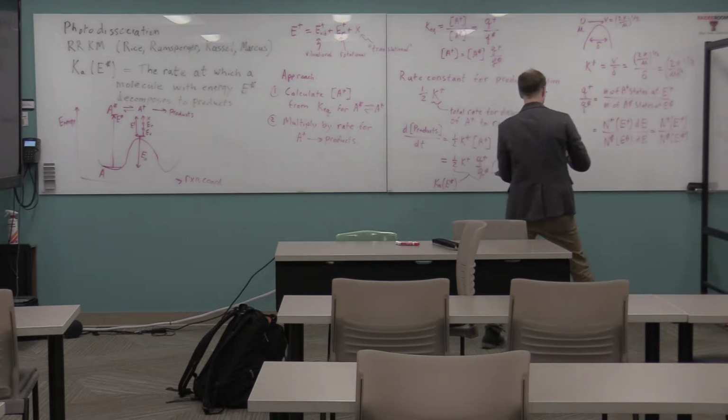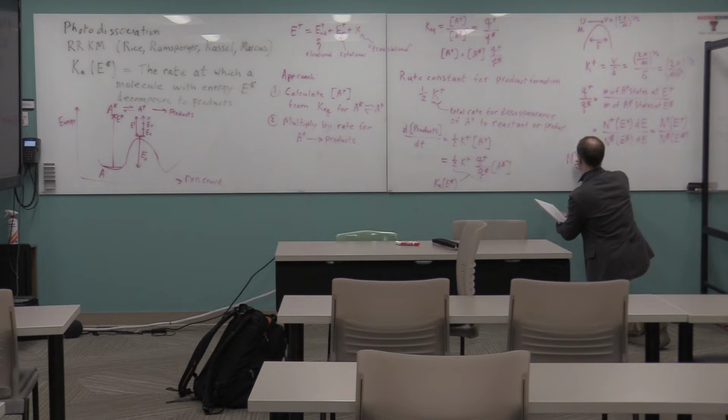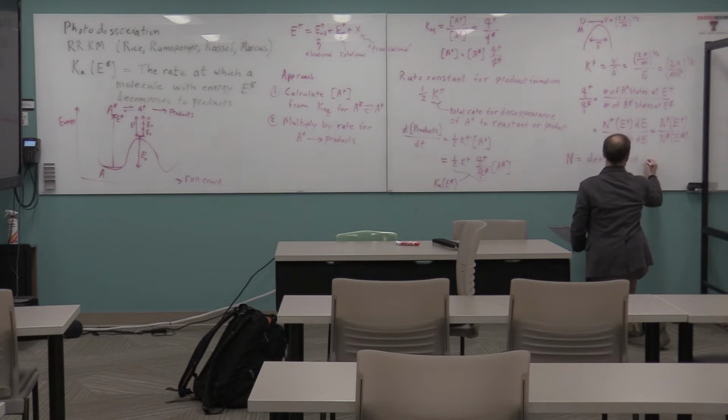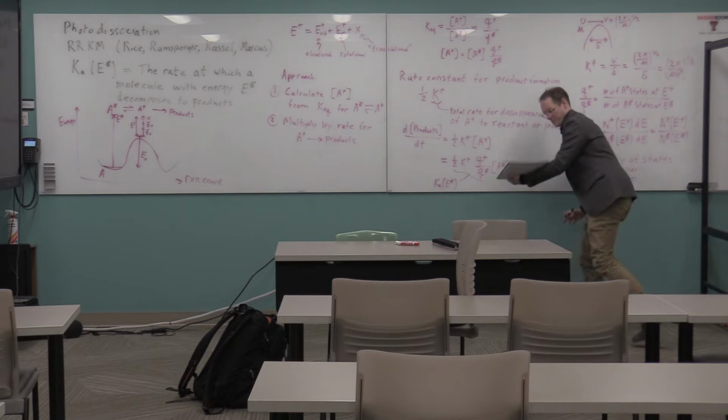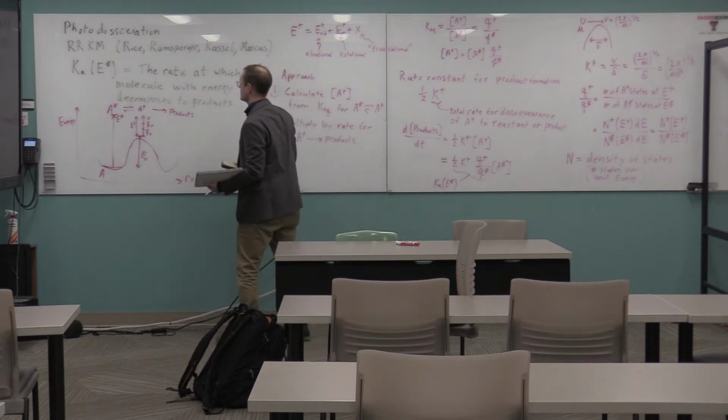Okay, and N here is density of states, defined as number of states per unit energy. So maybe I'll leave this diagram here.